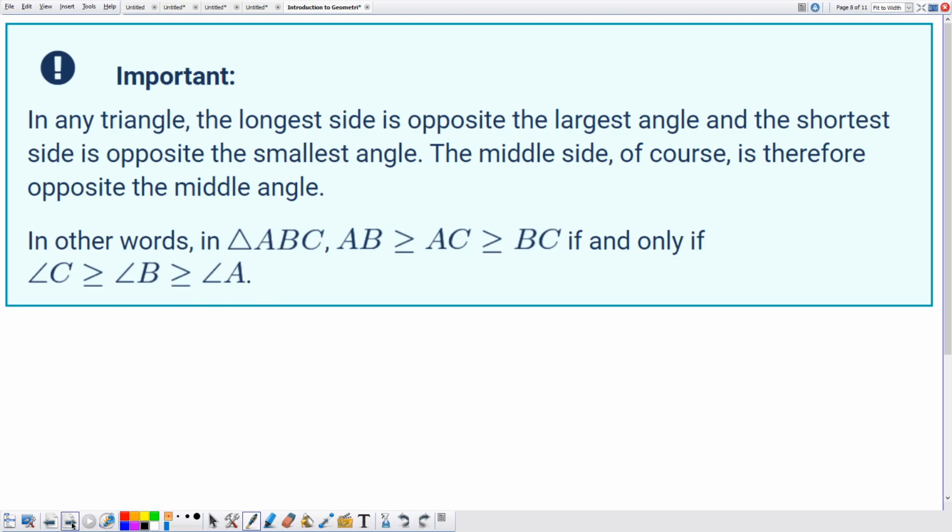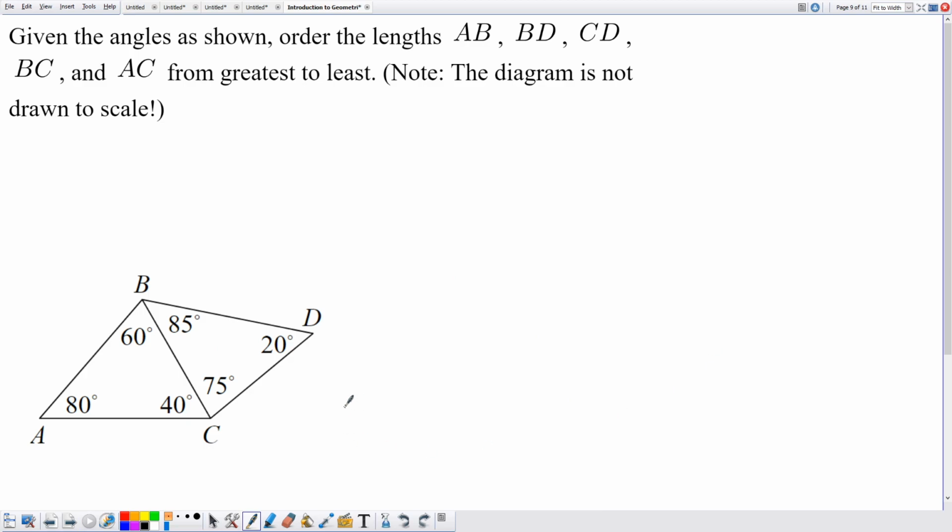So let's see how we can use this in an actual problem. Given the angles as shown, order the lengths AB, BD, CD, BC, and AC from greatest to least. The diagram is not drawn to scale, so we should not judge by looks. So, which side is the greatest? Well, that would have to be the side opposite the greatest angle. The greatest angle I see here is the 85-degree angle at D, so CD is the greatest side.